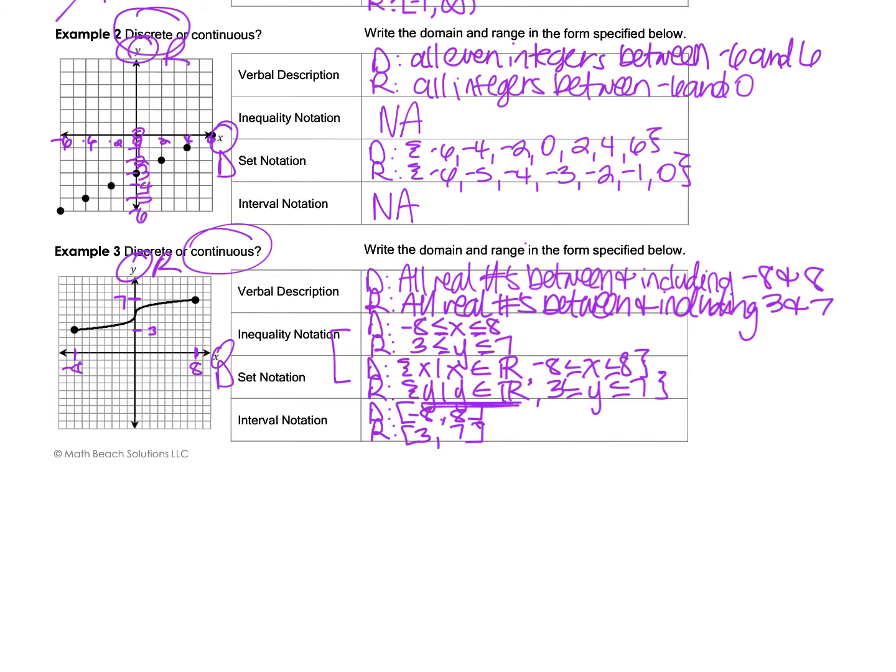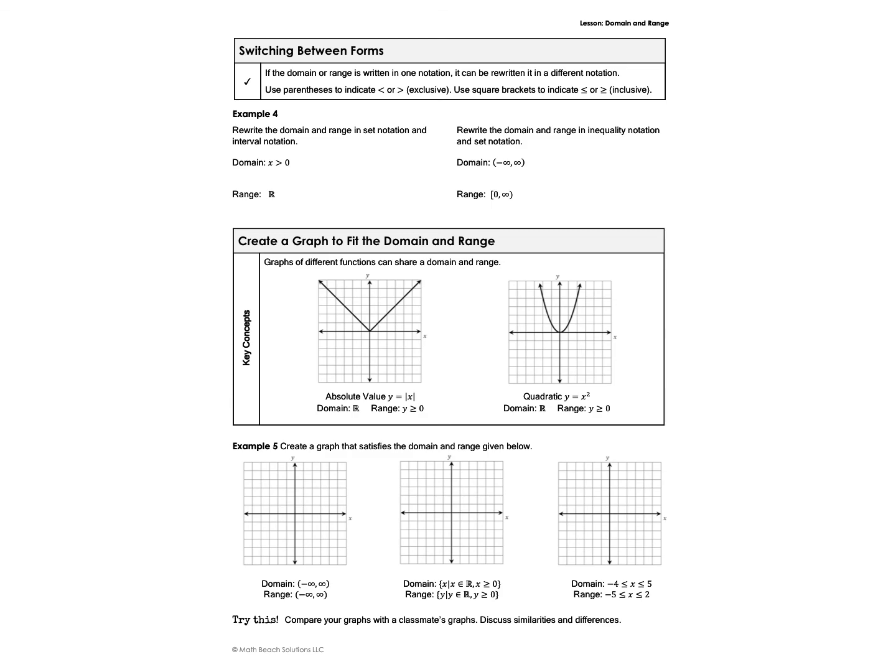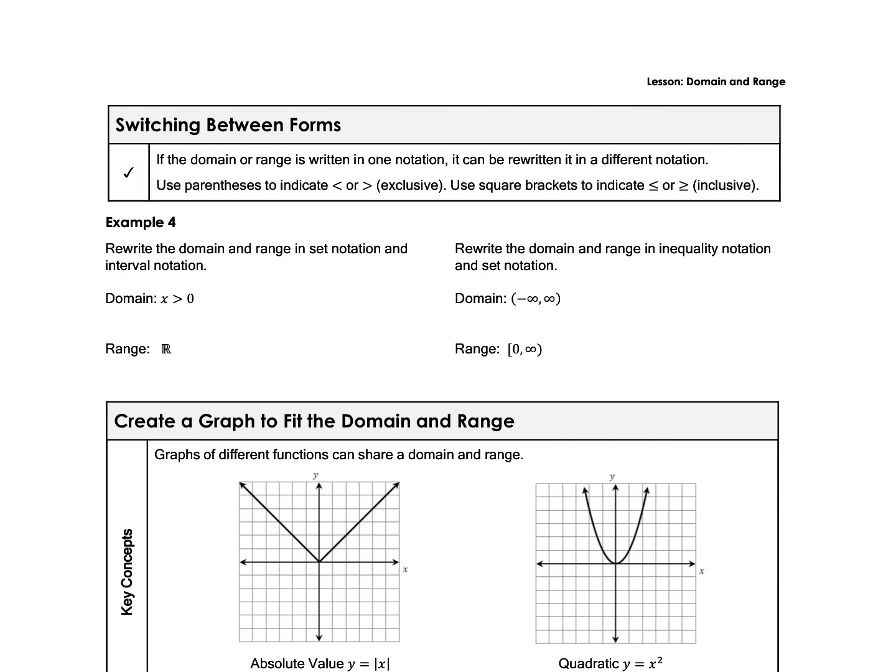So let's look at the back. So we can easily switch between each form, the different notations. So we just went over parentheses for a less than or a greater than, square brackets for an equal to. So exclusive and inclusive. So example 4, it says rewrite the domain and the range in set notation and interval notation. So I'm going to do set and then interval notation.